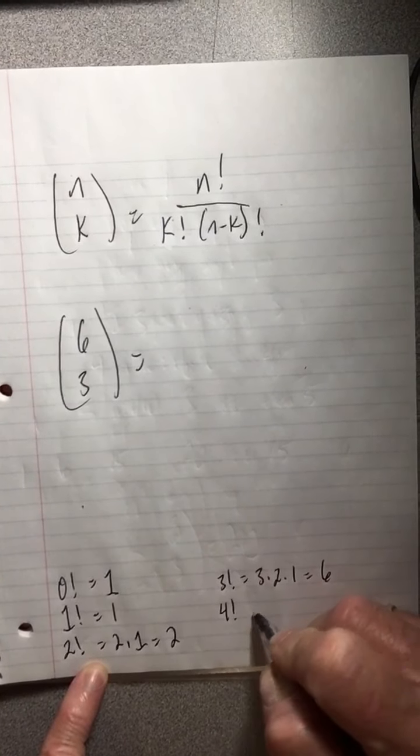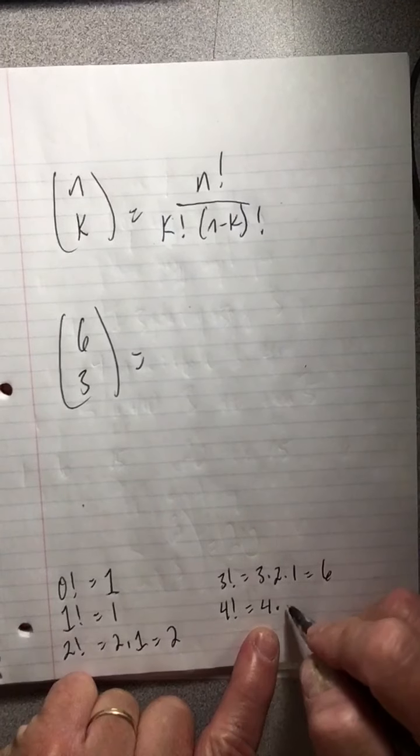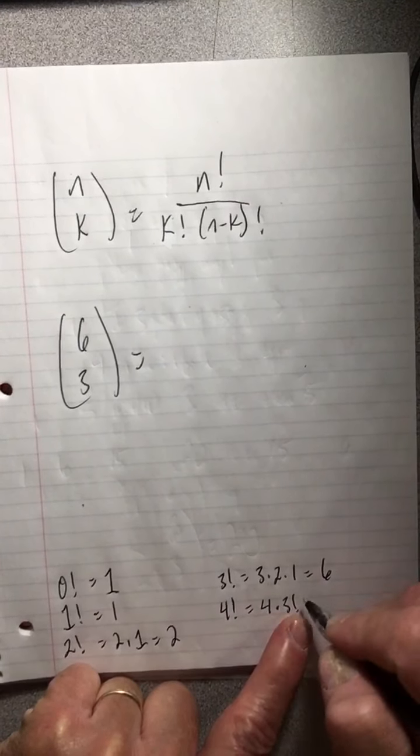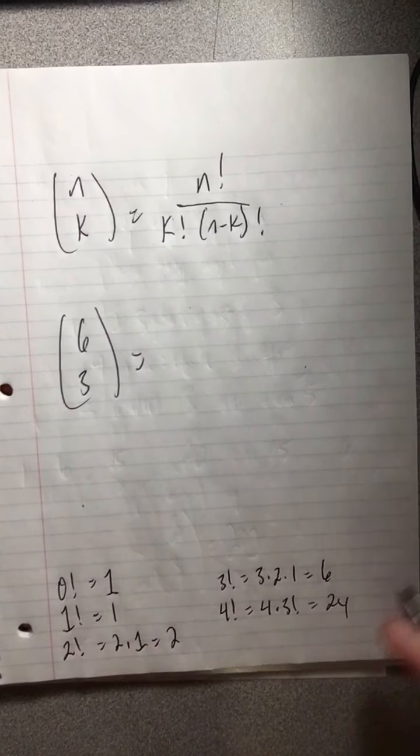And 4 factorial, well, notice I'm going to go 4 times 3 factorial, right? Because I'm going to go 3 times 2 times 1. So it's 4 times 6, which is 24, and so forth and so on. So there's how you do factorial.